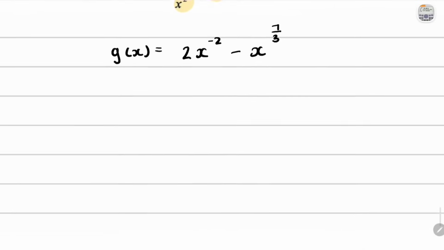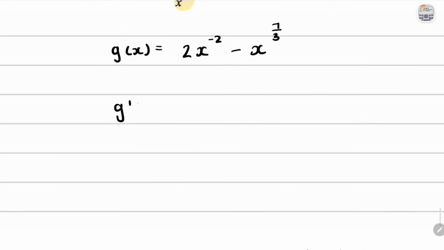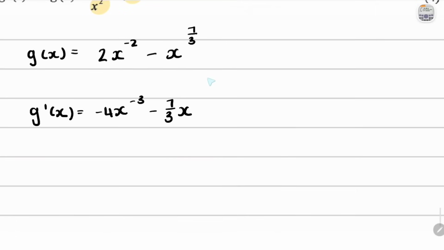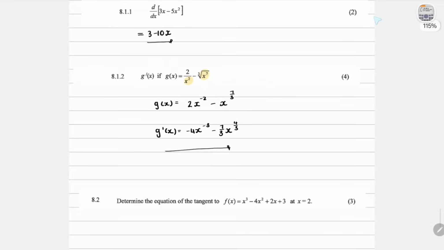And now we are ready to derive. So g prime of x is equal to coefficient times exponent, which is negative 4x, exponent minus 1, negative 3. Again, coefficient times exponent, negative 7 over 3x, exponent minus 1. So you see that's 7 over 3. If you minus by 1, you can just say it's minus 3 over 3, or use a calculator. Okay, that's fine. So that is 4 over 3. And this is our answer.